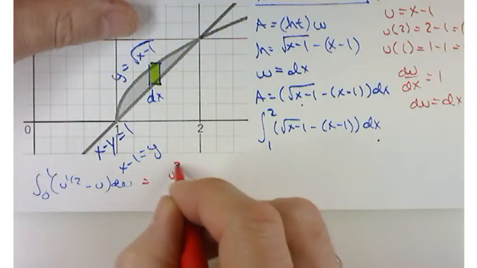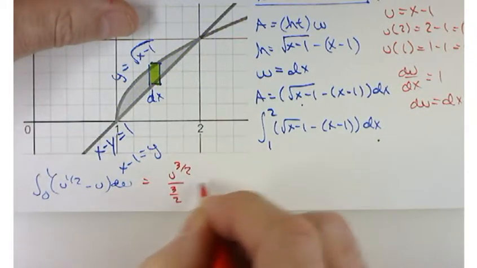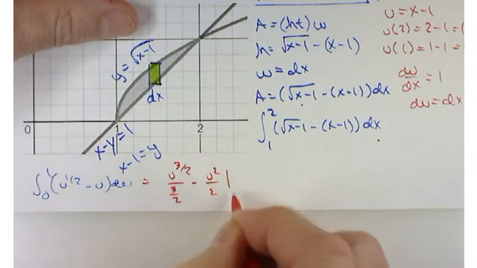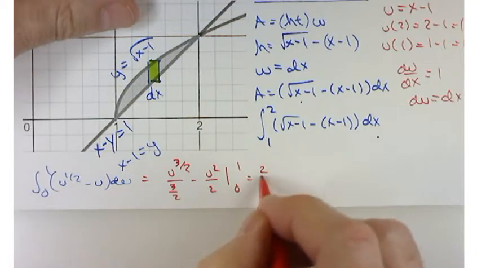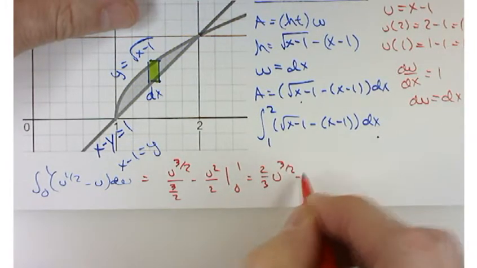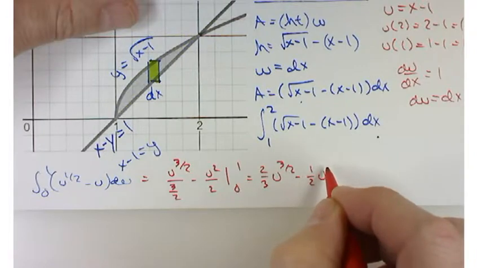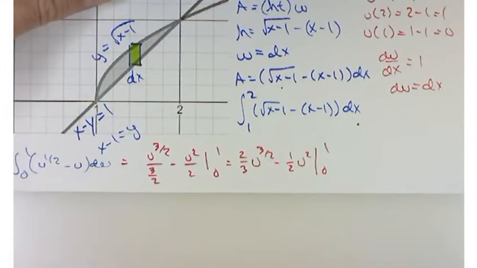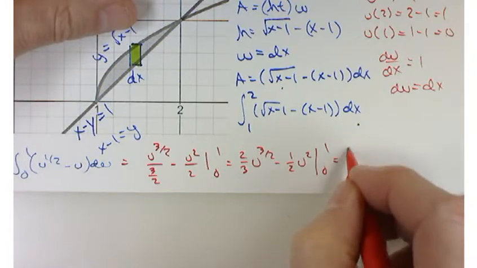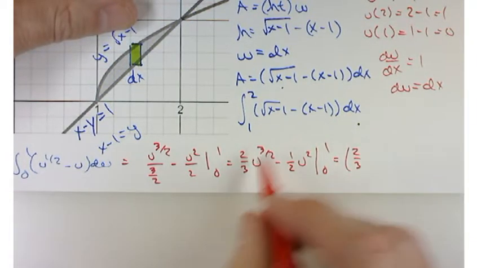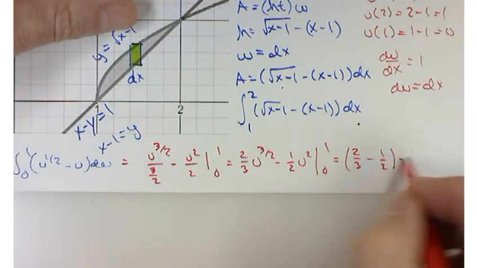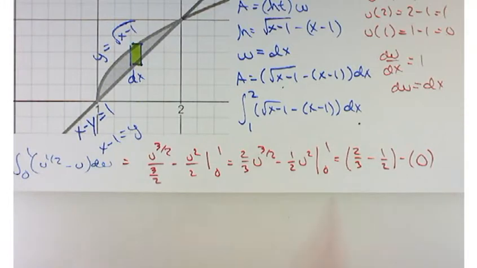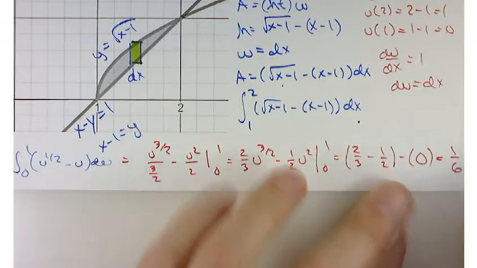I'll get u to the 3 halves divided by 3 halves minus u squared over 2 between 0 and 1. If you want to clean that up and write that as 2/3 u to the 3 halves minus 1/2 u to the second between 0 and 1, that's fine. So I end up with 2/3 times 1 minus, plugging in the 1 here, 1/2. And when I plug in 0, I get 0. So 2/3 minus 1/2 gives me 1/6.